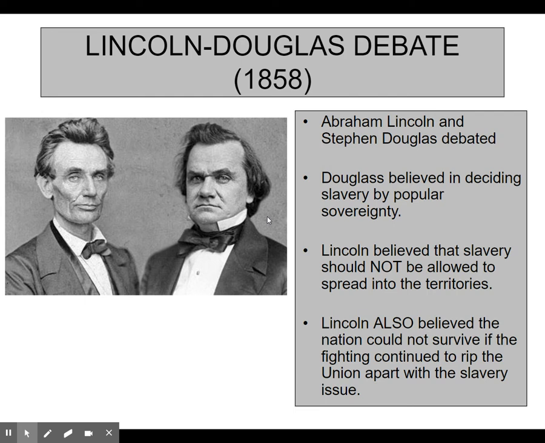So Douglas believed in deciding slavery by popular sovereignty. Lincoln was totally against it. He believed that slavery should not be allowed to spread into other territories. And he also believed that the nation would split based on this issue. So again, these conversations and these debates very much started to raise the angst in both the North and the South.